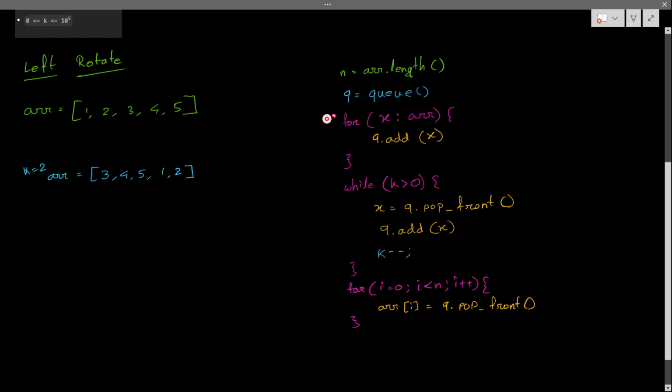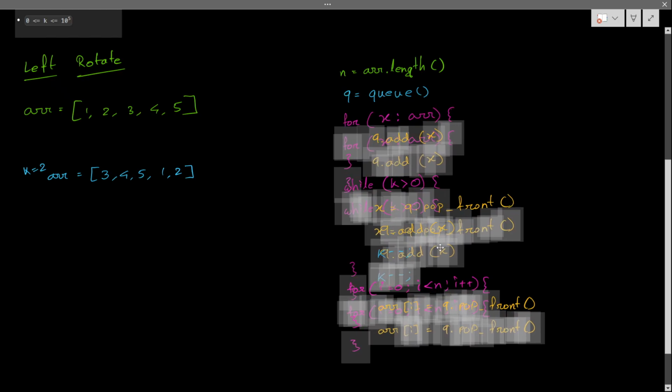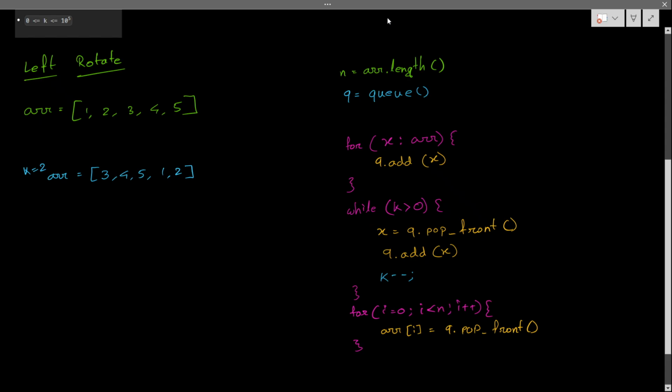So what is the time complexity? Iterating over the entire array is big O of n. Again doing it for k times is big O of k. Okay, one step I forgot. As I said, I have to reduce the value of k. K could be anything, 10 to the power 5 times, right? I don't need to do that many times. So I can simply write k equals k modulo n.